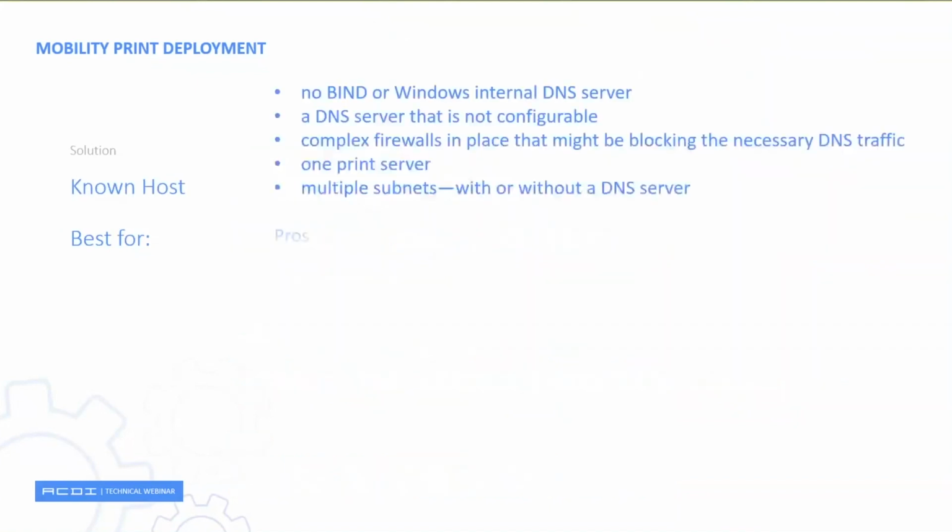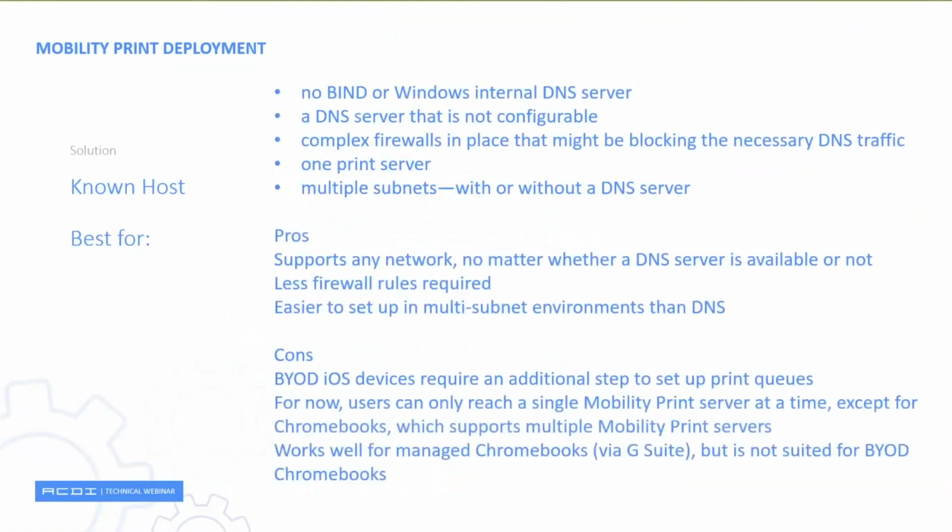Known host best practice. Use the known host method of printer discovery in environments with multiple subnets where you don't have a DNS server, or in environments with complex firewalls that might make it too hard for you to get Mobility Print up and running. Discovery with a known host is easy to set up and works equally well in both simple and complex environments.